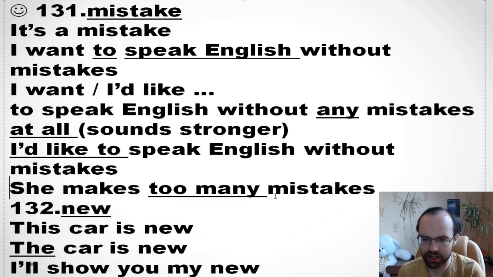Okay? Next. She makes too many mistakes. So too is negative, so it means something negative. Too many mistakes. So many mistakes. But so many can have a positive meaning, but too many has a negative meaning.